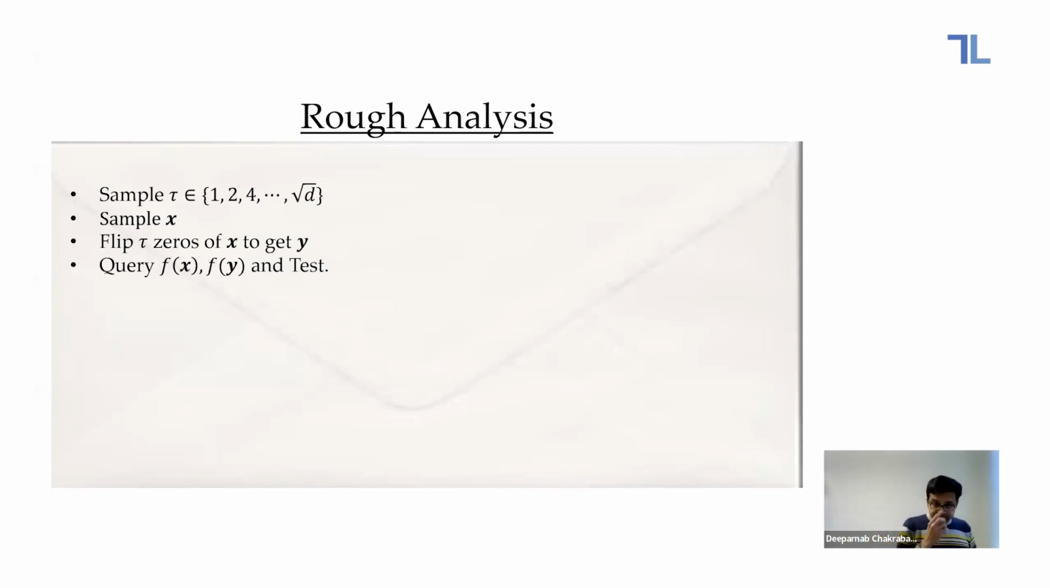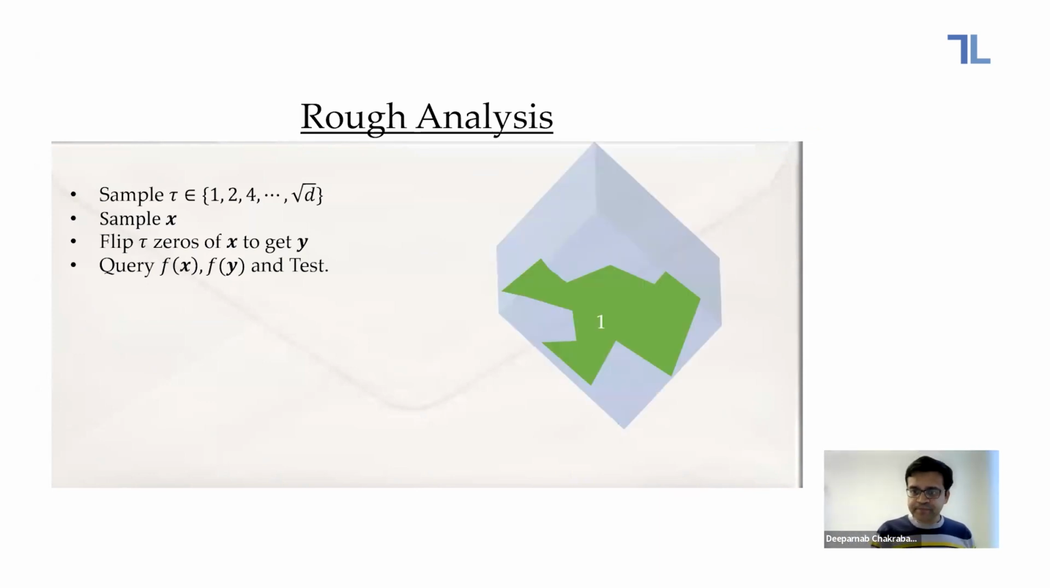This is our tester. So what is the tester? We choose the distance to walk as a power of 2 in the range 1 to square root d. We sample x. We walk up the hypercube from x, or more concretely, we take tau zeros at random from x and flip them from 0 to 1 to get my y, query f(x), f(y), and test. So that was my function.